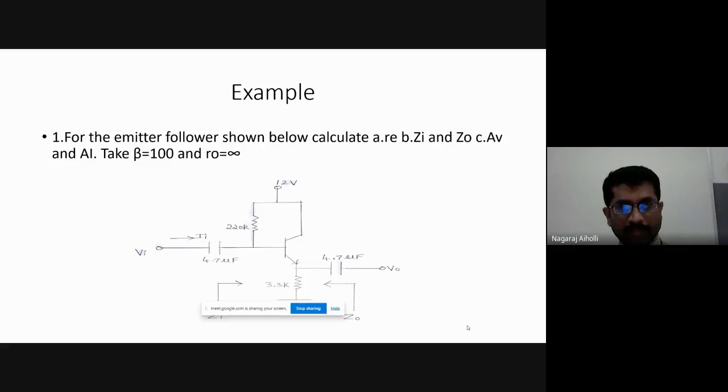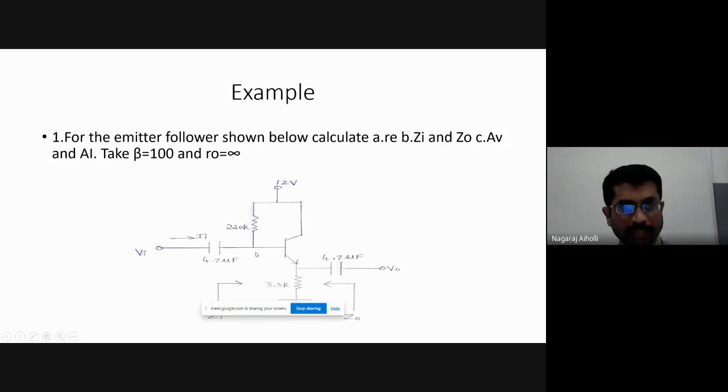This is the emitter follower circuit. We have base resistance. There is no collector resistance, and there is emitter resistance. Output is taken from the emitter. Input is applied to the base terminal. The output at the emitter follows the input at the base. Hence, it is called an emitter follower circuit.